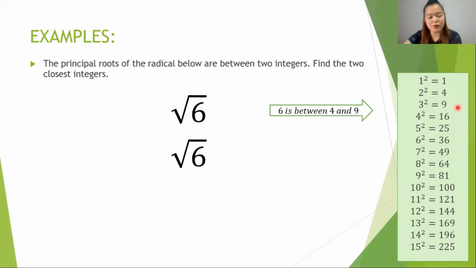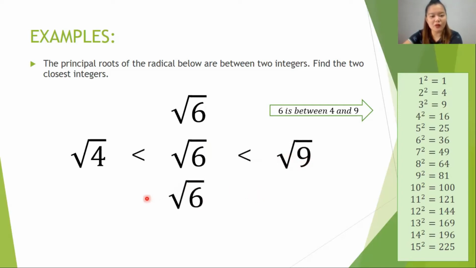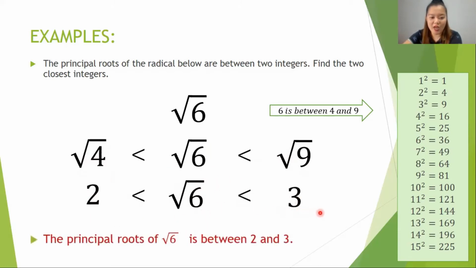Ganon. So, your square root of 6 is greater than the square root of 4, and the square root of 6 is lesser than the square root of 9. So your square root of 6 now is greater than 2, which is the square root of 4, and it is lesser than the square root of 9, which is 3. So square root of 6 is between 2 and 3.